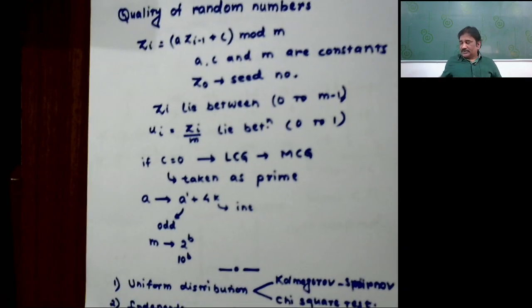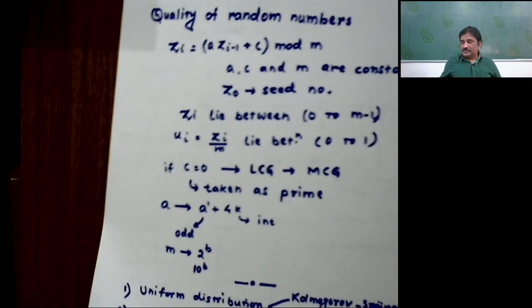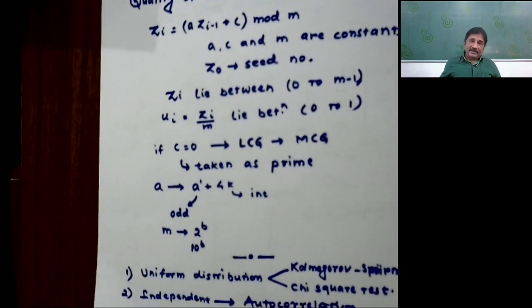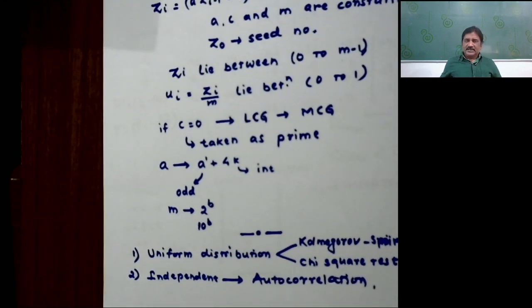Okay. So there are two criteria on which we measure the quality of random numbers. One criterion is that the numbers must follow uniform distribution. Every number will get generated with equal probability. Every number will get selected with equal probability. And the second quality, these numbers are independent of each other.